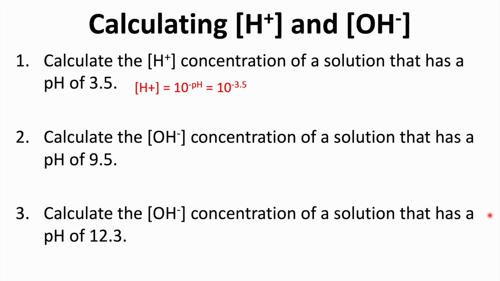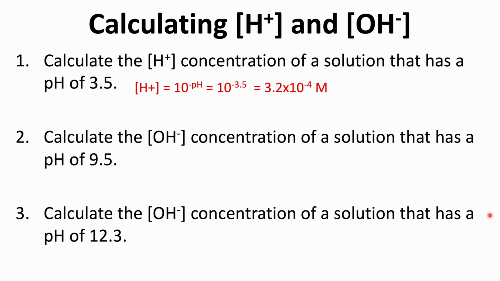So to get the concentration of the hydrogen ion, I'm going to take 10 and raise it to the negative 3.5 power. And I get a concentration of 3.2 times 10 to the negative 4th molar.